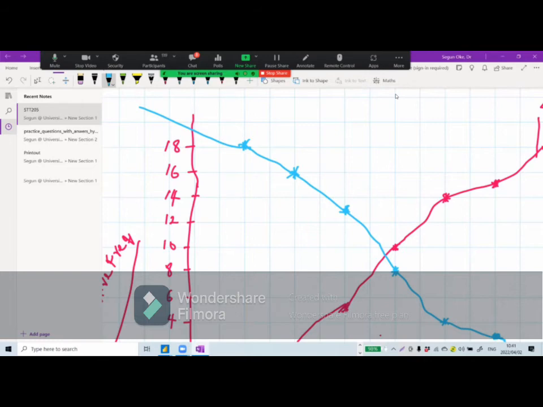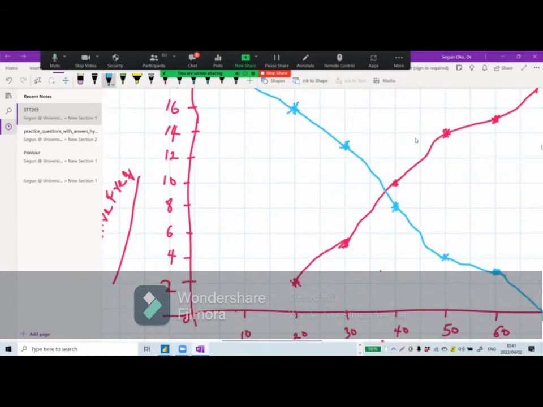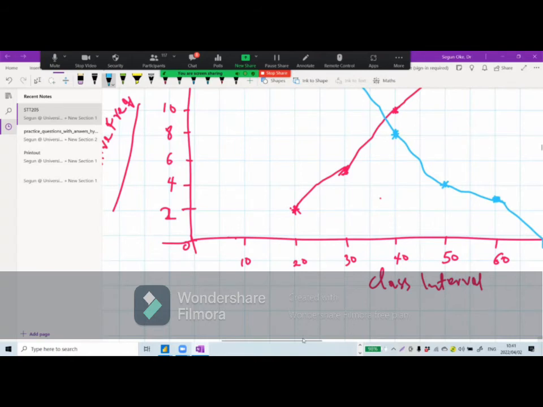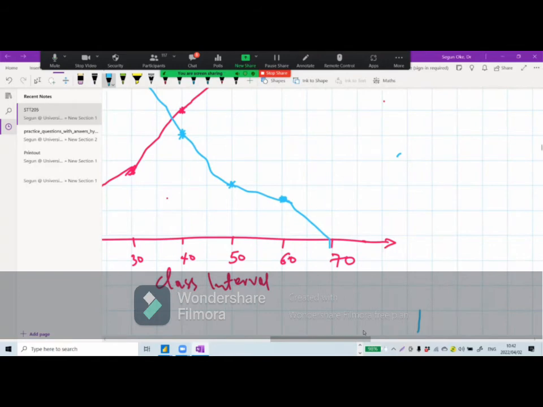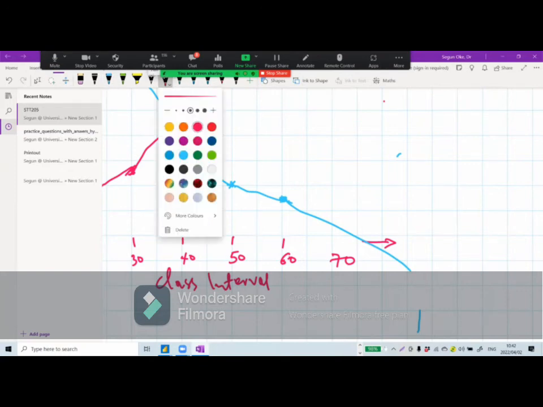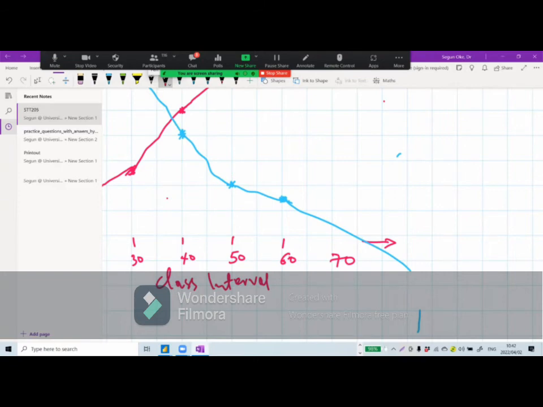Now, if I extended, look at the extension now. The extension costs me more than 18. So it shows that my class does not reach 18. Now let's look at the lower here. As you can see this one too, if I stretch it very well, it will be more than 70. Do you agree with me? Yes, sir. That was what I was trying to explain the other time.